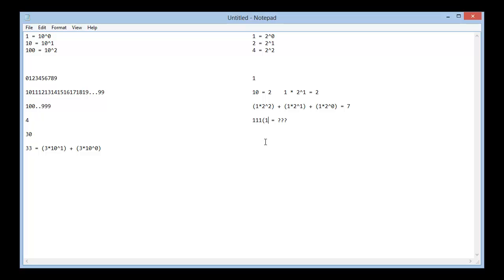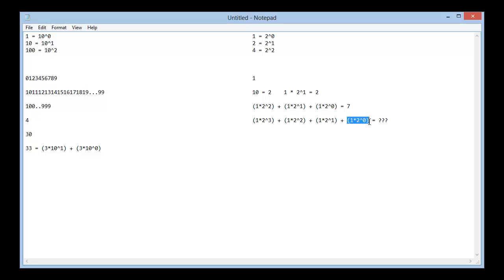So this is 1 times 2 to the 0. We knew that, right? This is 1 times 2 to the 1. This is 1 times 2 to the 2. And this is 1 times 2 to the 3. And all of these are added together. Alright, so what does this equal? Well, let's break it down for you.